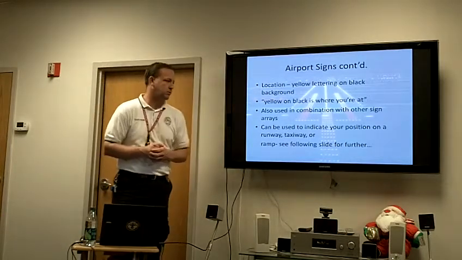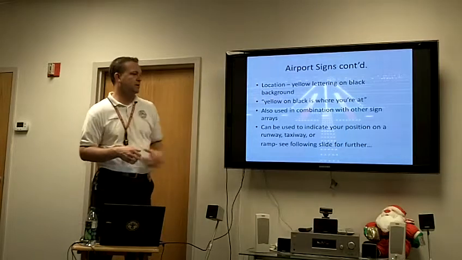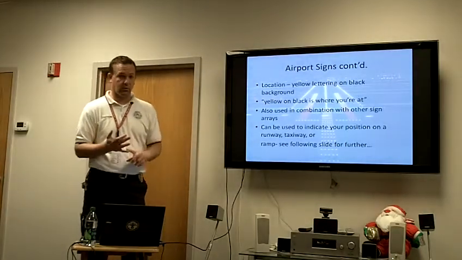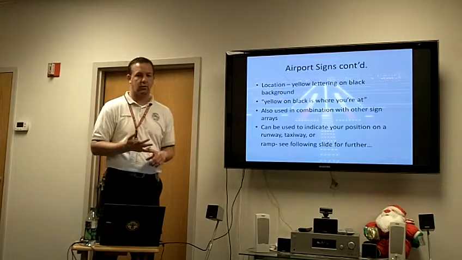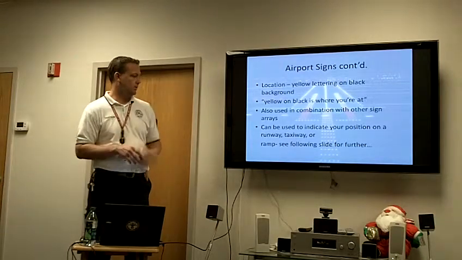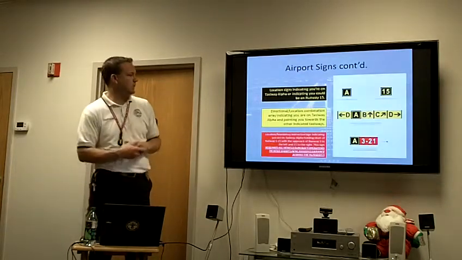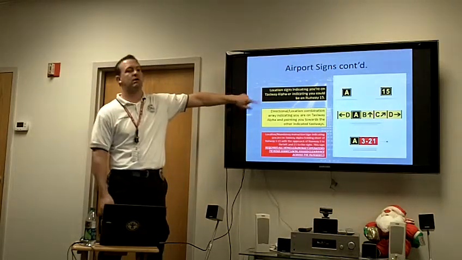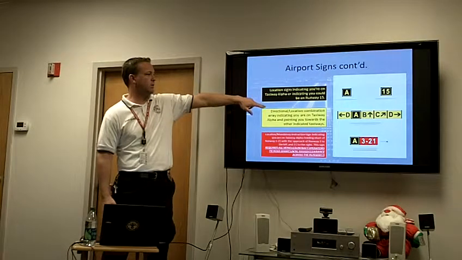They're used also in combination with other sign arrays as already seen. They can be used to indicate your position. It can be located on a runway, on a taxiway, or a ramp. And in the following illustration, we have them broken down. Location signs again corresponding to the colors. Yellow on black is where you're at.